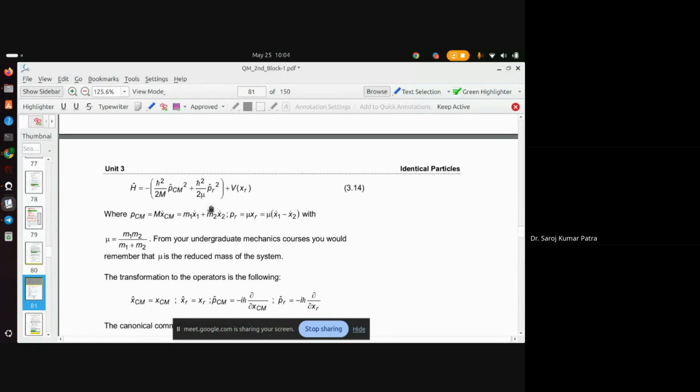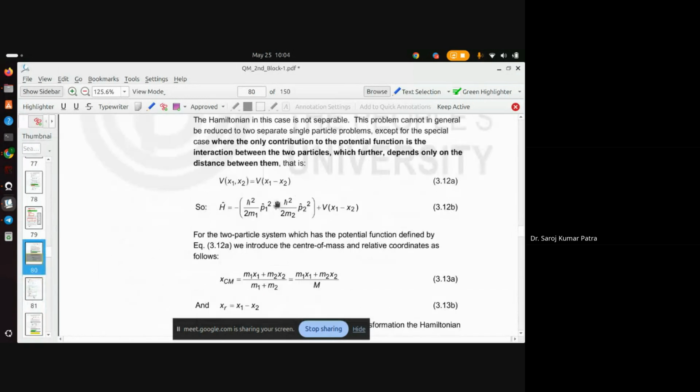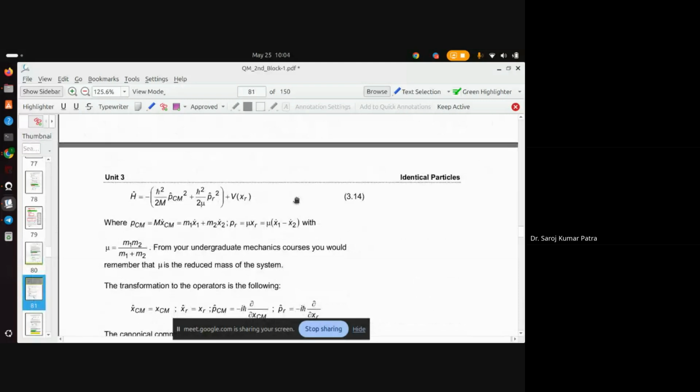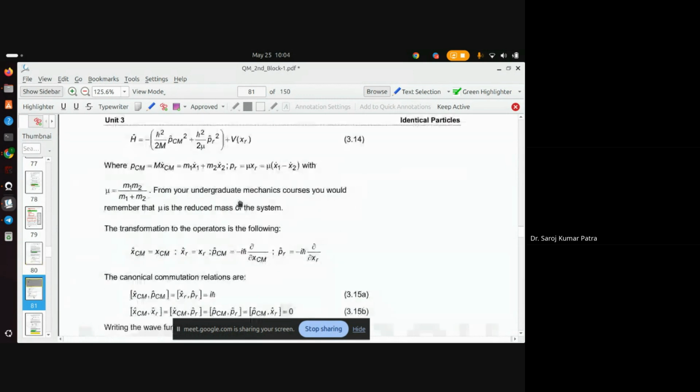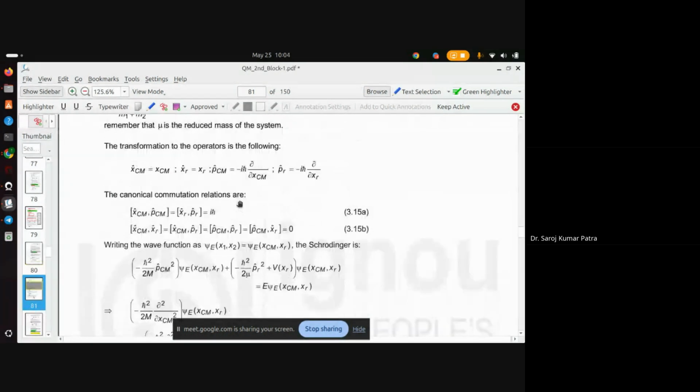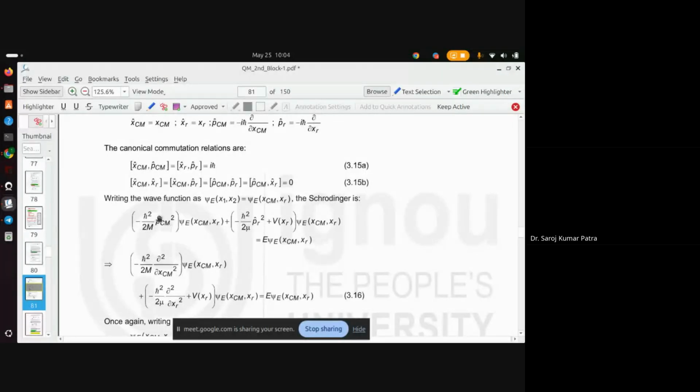But my point is that equation 3.12b with these two variable changes can be written as 3.14, where part of it is in the center of mass system and the other one is the reduced one. So I can simply separate the variables. One is minus h cross square by 2m PCM square psi. Another one is minus h cross square by 2 mu PR square plus VR, because here there was no R. So then there are two separate equations.